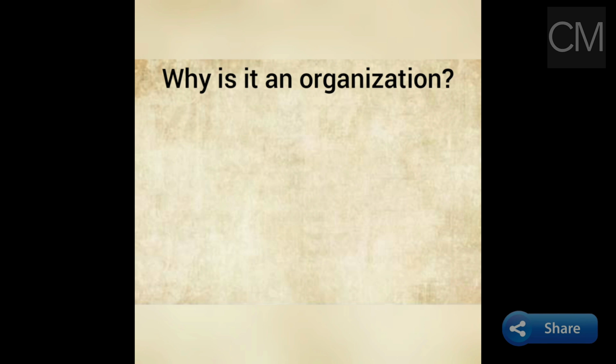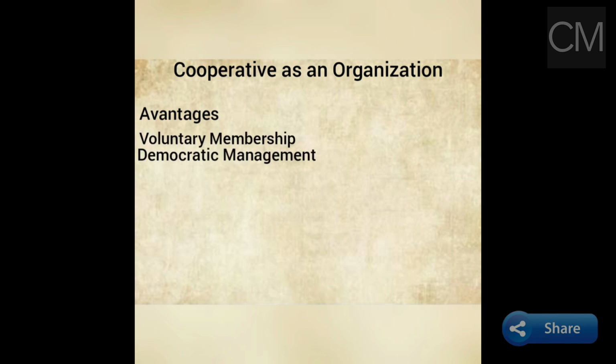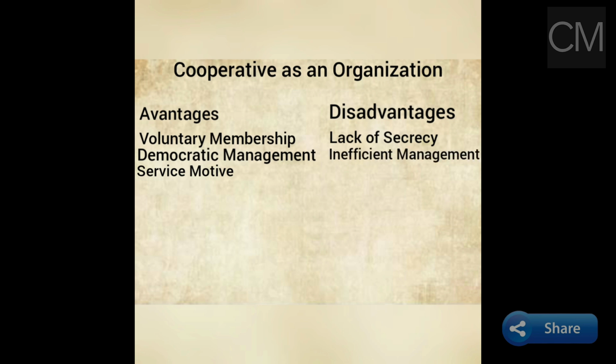Why is it an organization? And cooperative as an organization, which has advantages and disadvantages. Cooperative as an organization, advantages: voluntary membership, democratic management, and service motive. The disadvantages are lack of secrecy, inefficient management, rigid rules and regulations, and differences and functionalism.